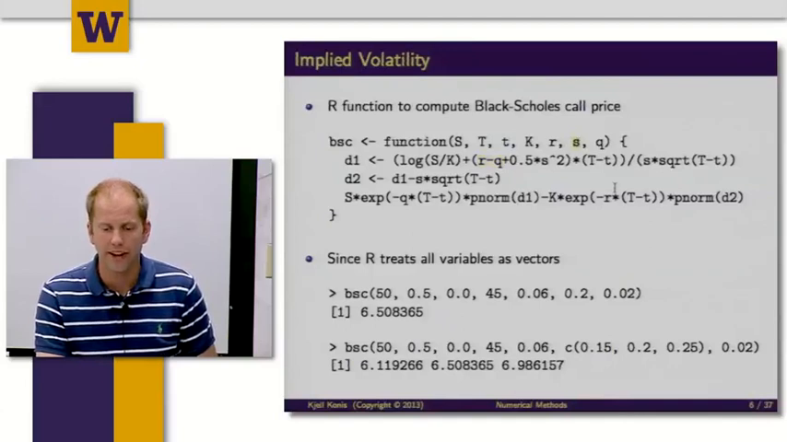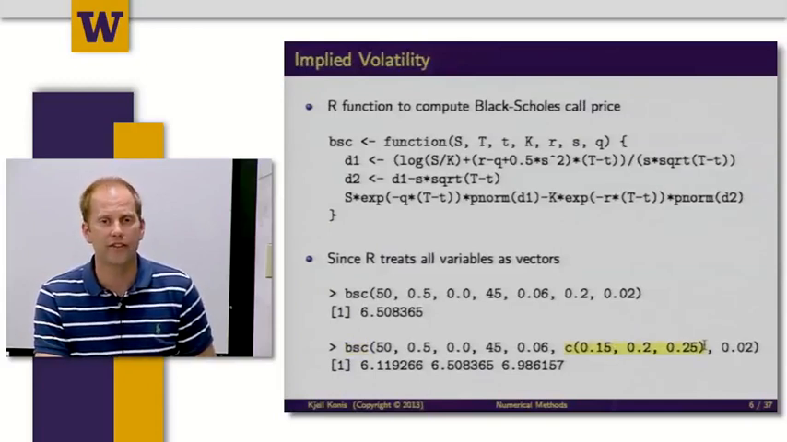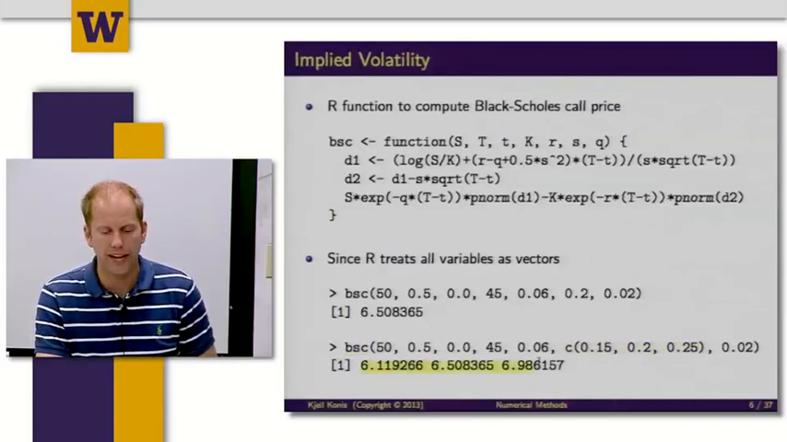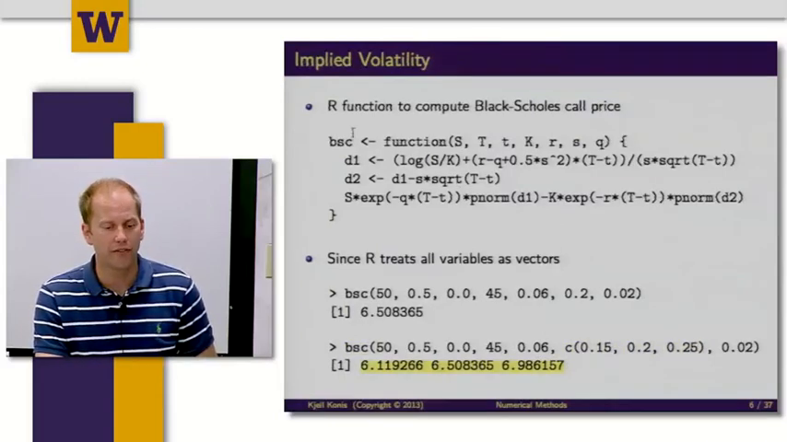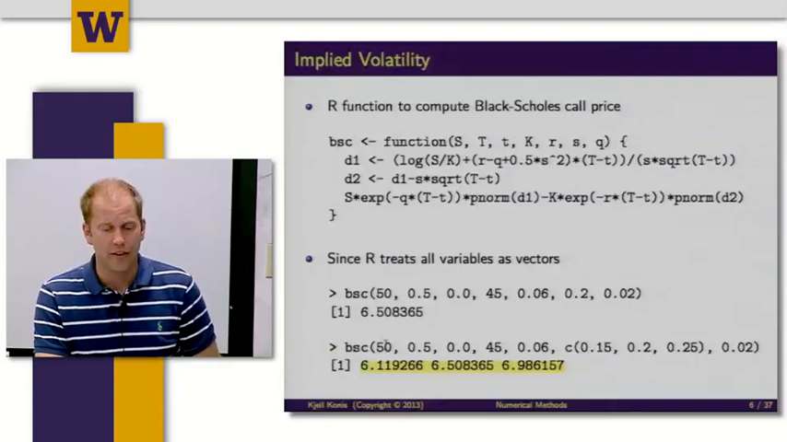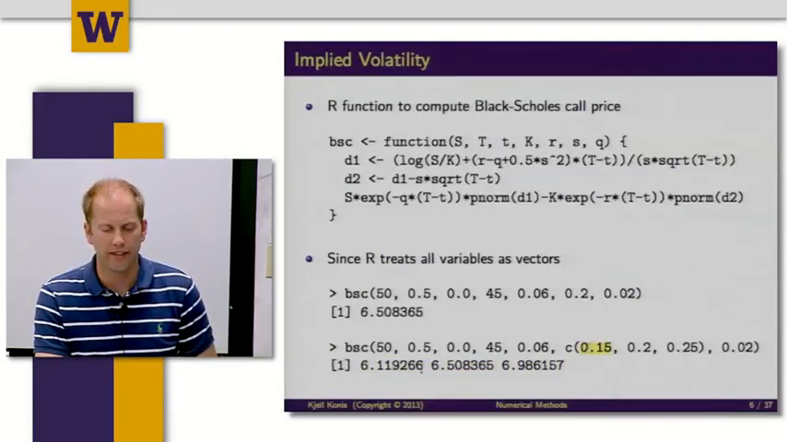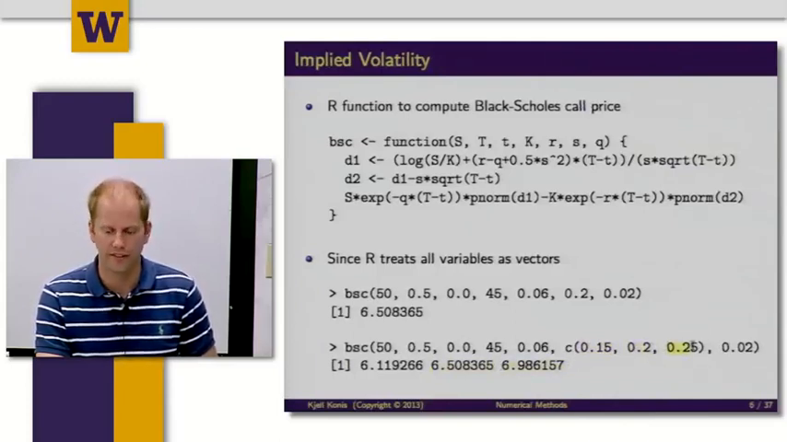But if we look at the second to last argument, this lowercase s, this is where I'm putting in my value of sigma. When I call my function this time, instead of putting in a single value for sigma, I'm putting in 3 values for sigma. And what I end up getting out are 3 values for this Black-Scholes call price. All of the other variables stay the same, but the first one corresponds to sigma of 0.15, the second one corresponds to sigma of 0.2, and the third one corresponds to sigma of 0.25.